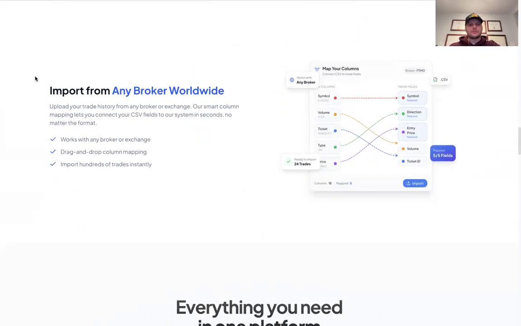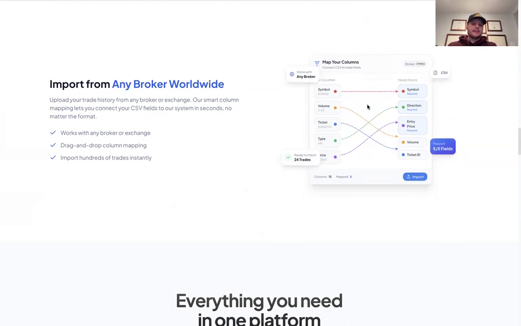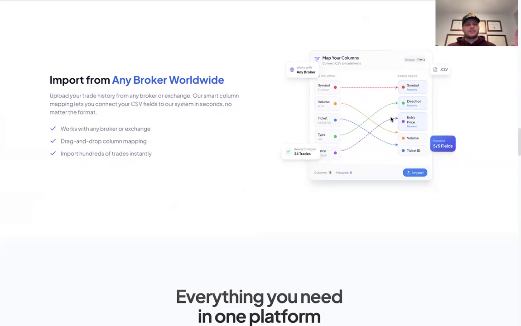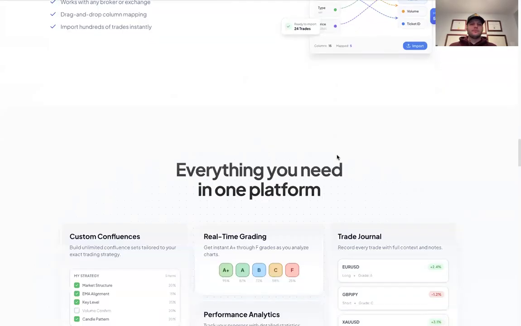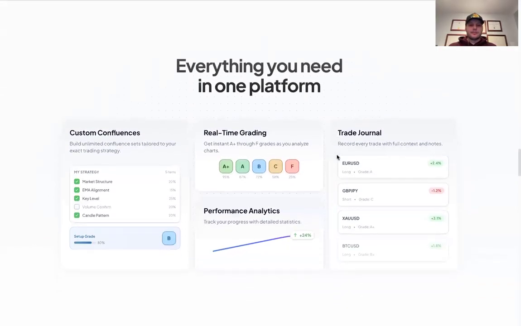Super, super cool visuals. We now allow the broker integration. So if you use, say, Project X, or any broker that supports CSV exports, you can export and then drag and drop the symbol just to match up, because every broker gives you different types of information. So this will help you map those things.